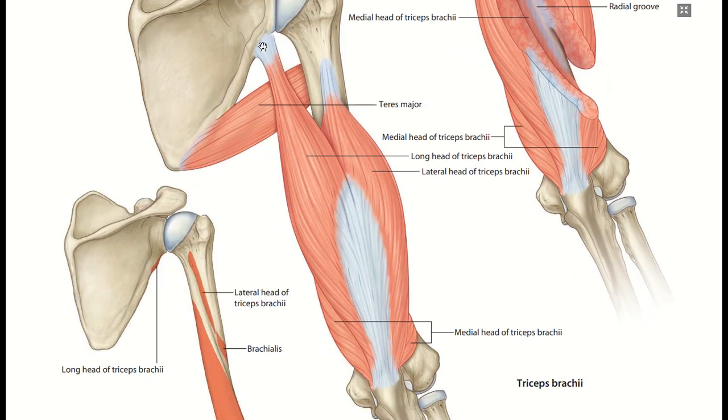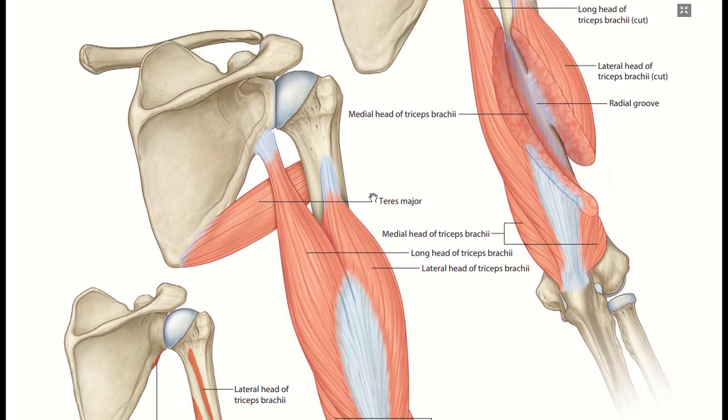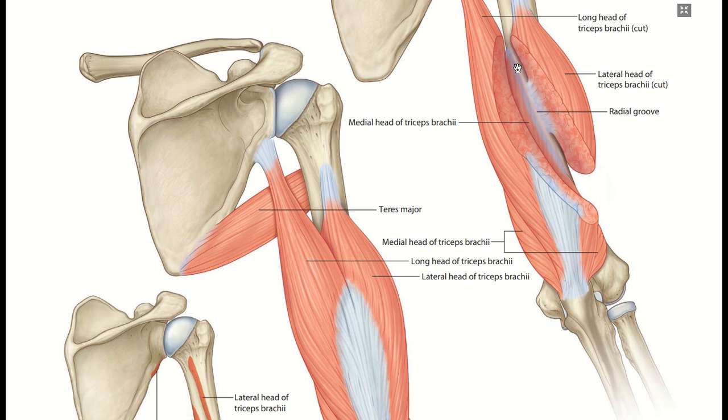So this is your long head. This is your lateral head. Right. We have reflected your lateral head. This between is going to be your radial groove. What is found in the radial groove? Your profunda brachii artery, your radial nerve. Above the radial groove, the lateral head of the triceps brachii. Below the radial groove, your medial head of the triceps brachii. Good. So the triceps muscles are going to be innervated by the radial nerve.